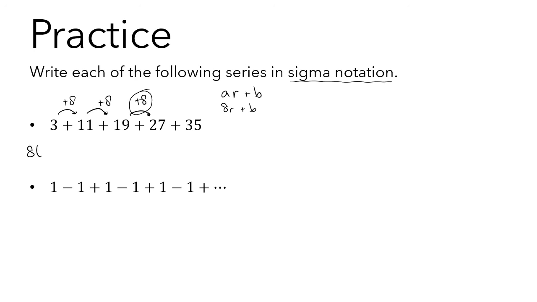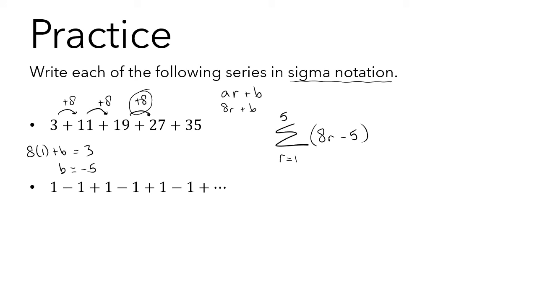Now remember the first term, when we plug in 1, has to equal 3. So that will help us figure out what b is. b must be negative 5 because 8 minus 5 gives you 3. So you can write your sigma notation starting at 1, and then there's 1, 2, 3, 4, 5 terms here. And it's going to be 8r minus 5. And I'm going to go ahead and put parentheses.